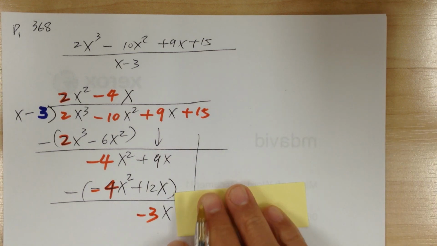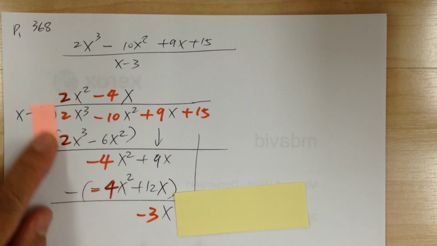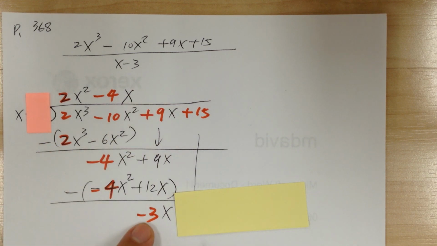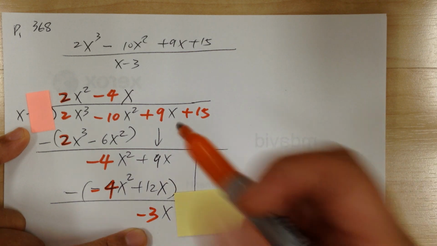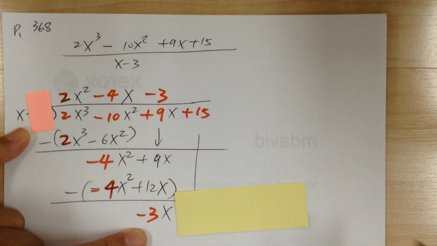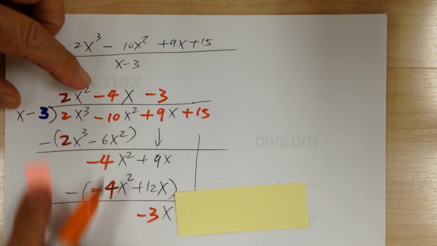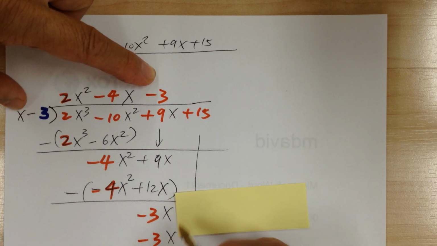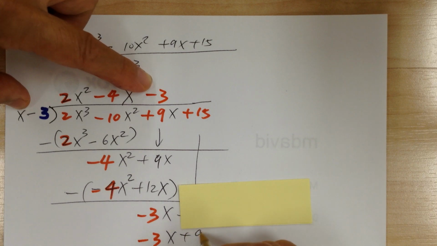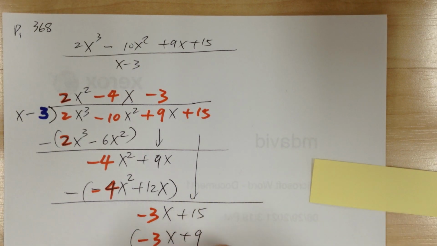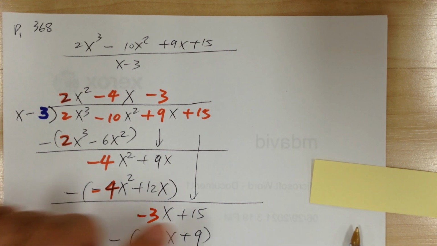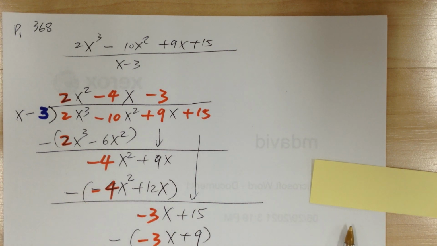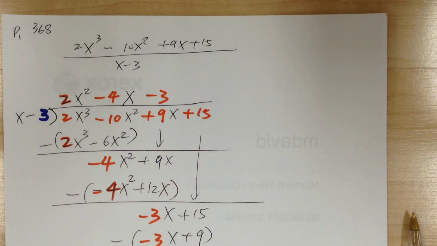Now again you repeat the process. x times what will give you negative 3x? This would be minus 3. So now you will get minus 3x, and this would be plus 9. Then put parentheses, subtract, and this will cancel out. This will give you 6. So this is your regular way of doing a long division.